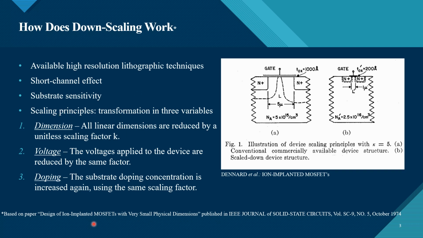The authors of the paper offered the following changes and transformations necessary in downscaling the transistors. It's a transformation in 3 variables. First, the dimension. All linear dimensions are reduced by a unitless scaling factor k.